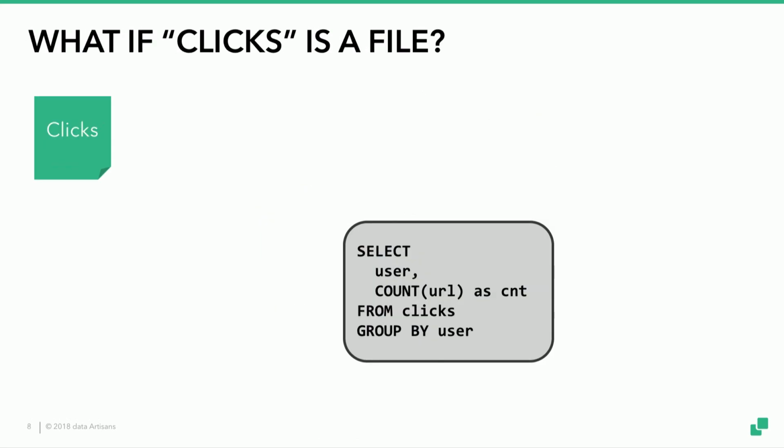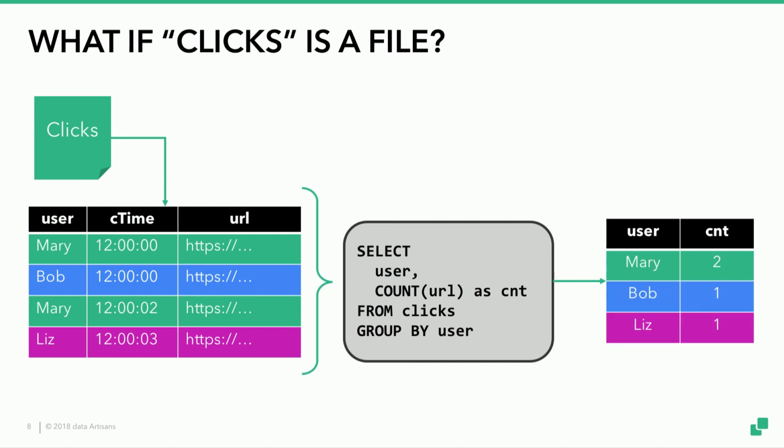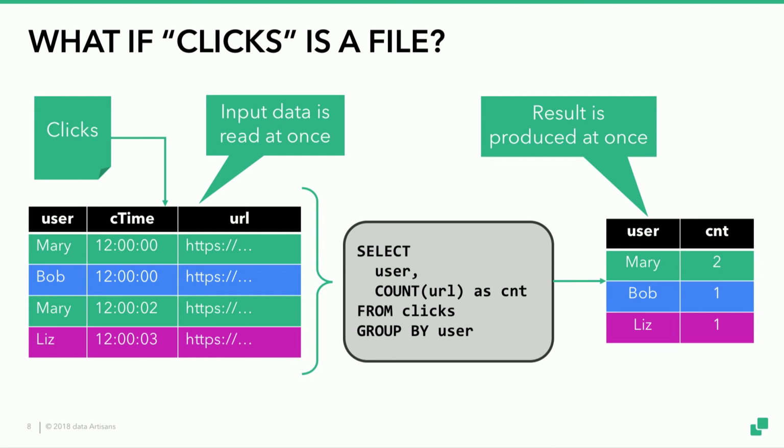So let's quickly look at a simple example. Let's just assume we have a clicks file consisting of clicks of a user, and we just want to count the clicks per user. If we are in a batch world, this is fairly easy. We just scan this table, we compute the count, and then at the end, we just produce the result once, and that's it. That's how the batch world works, right?